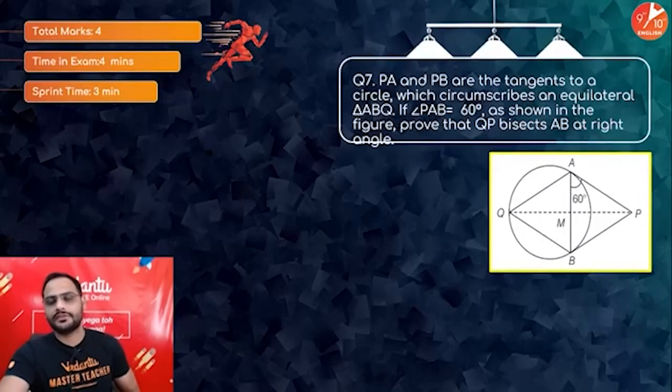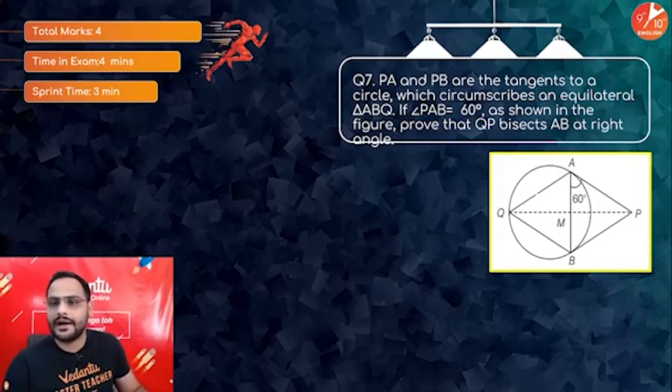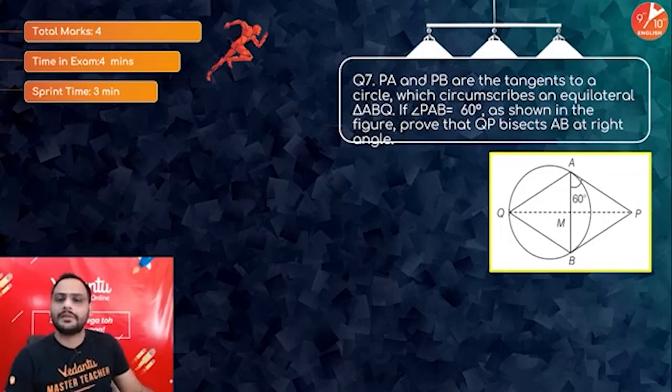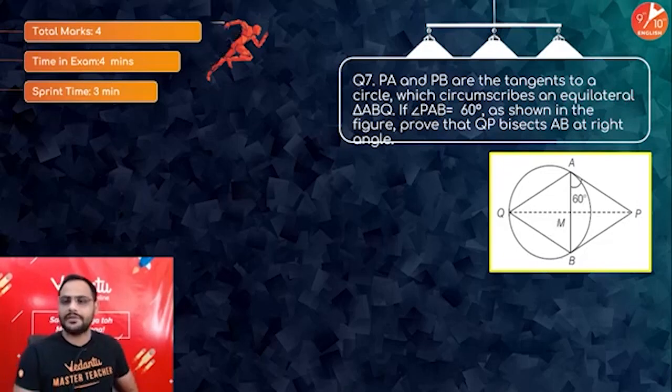Let's move ahead to the next 4 marker questions. Yeah, so here PA and PB are the tangents to a circle. PA and PB, what are they, beta? They are tangents to a circle which circumscribes an equilateral triangle ABQ. Triangle ABQ is an equilateral triangle given to you and angle PAB is given as 60 degrees. Prove that QP bisects AB at right angle. Now dekho, this is very similar to the first question.